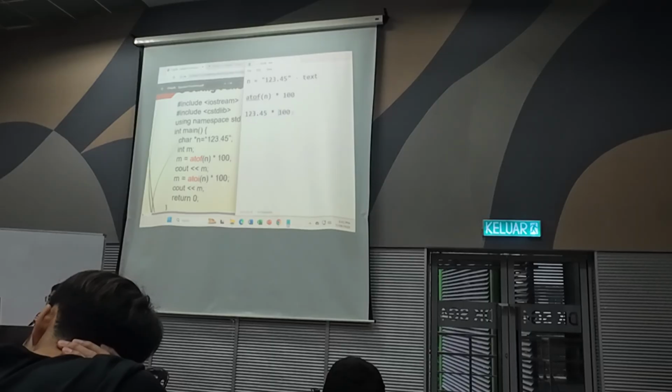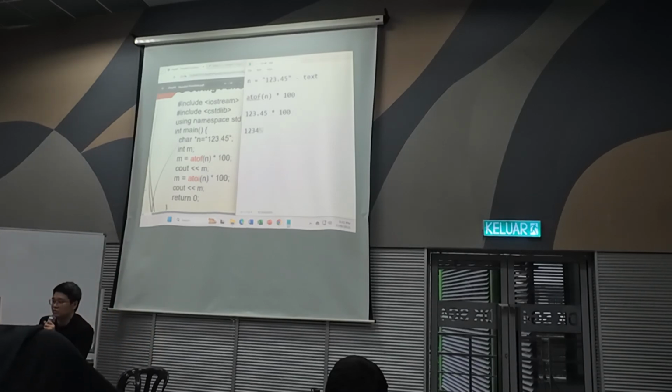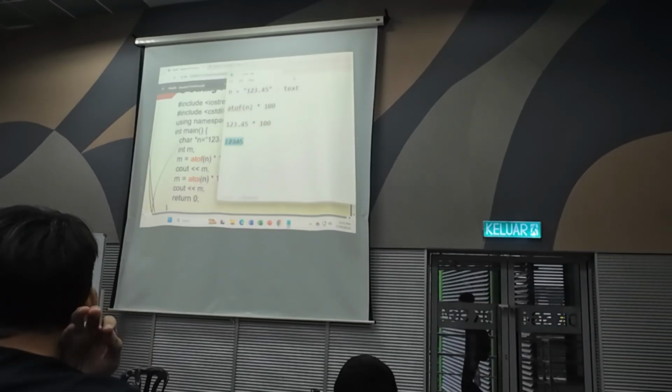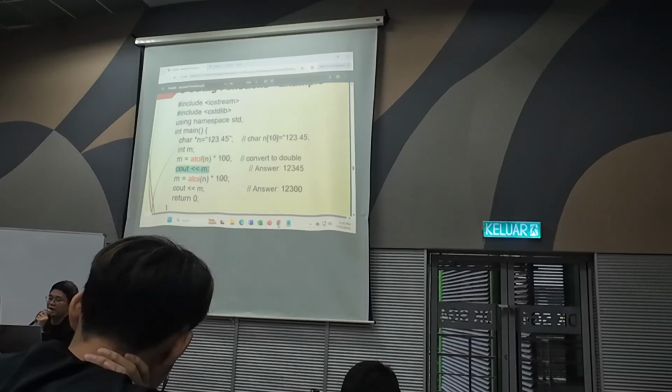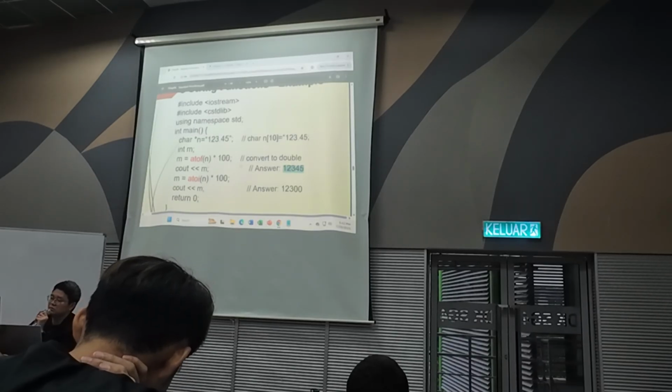Alright. So once I convert already, what's the final output? Times 100: 1, 2, 3, 4, 5. So this will be your final result. Your M is your final result. So I output the M. The M will be 12345.